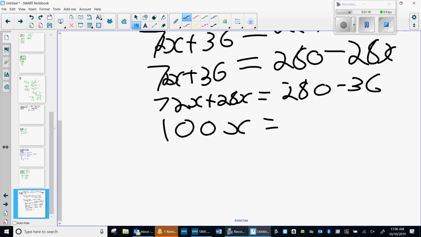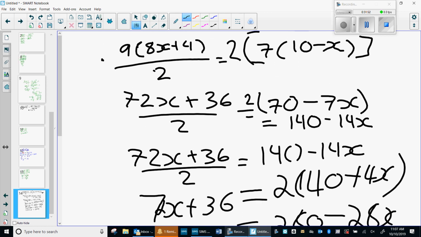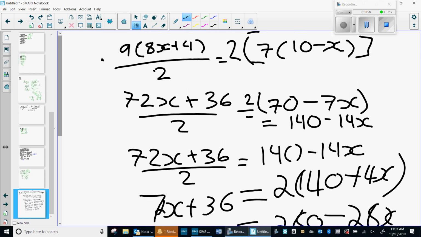244. Why are you doing 244? Keep going. And then you do 280 minus 36, and this is where I stopped, because then I could just work it out from there. I don't know what's gone wrong, but that doesn't look like a nice number. I'm working it out now. I get it.